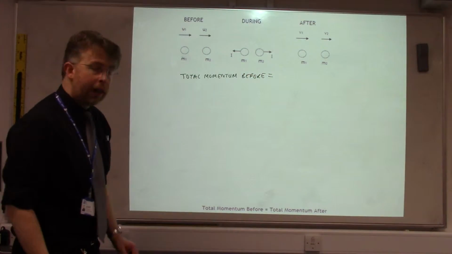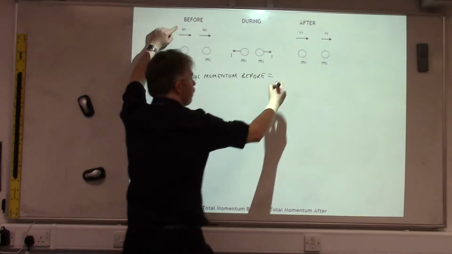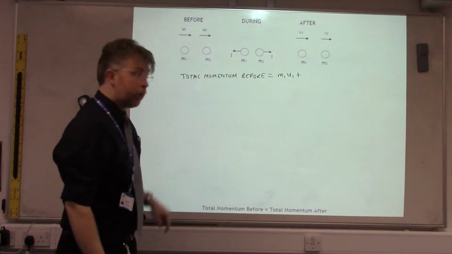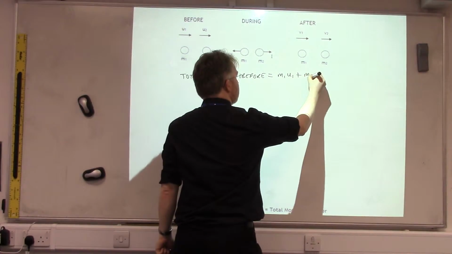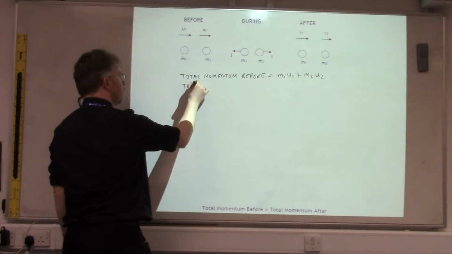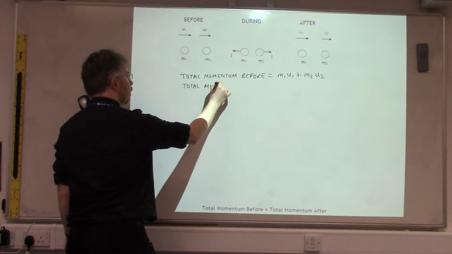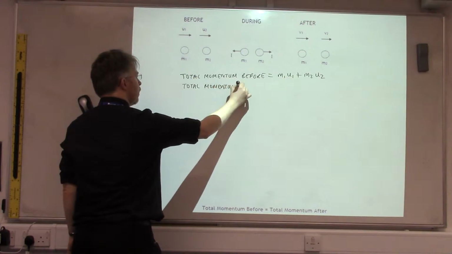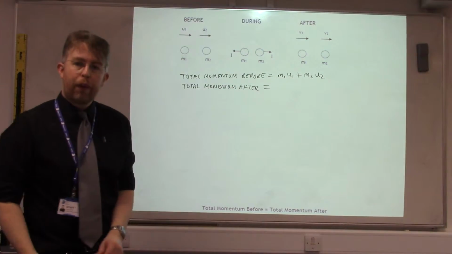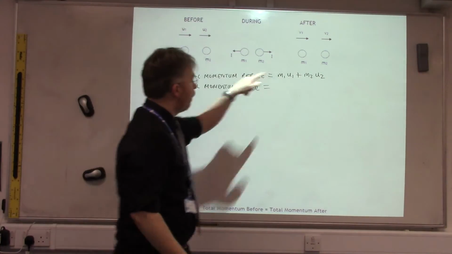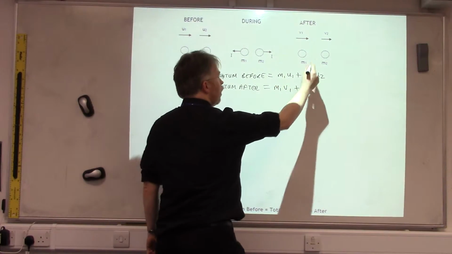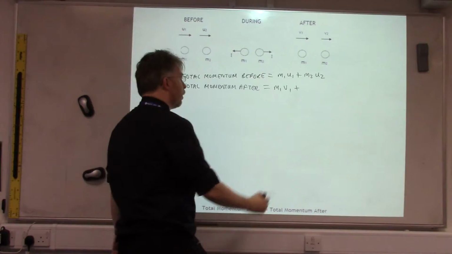So the total momentum before equals, so momentum is mass times velocity, so we have m1 times u1 plus m2 times u2. Now the total momentum after can be found in two different ways. So we can look at the after scenario, and it's simply m1 times v1 plus m2 times v2.